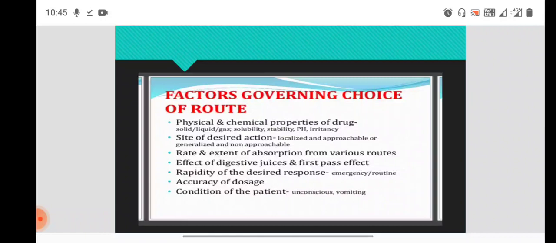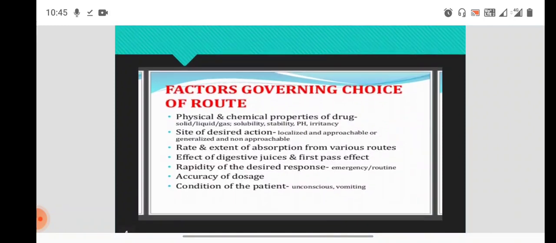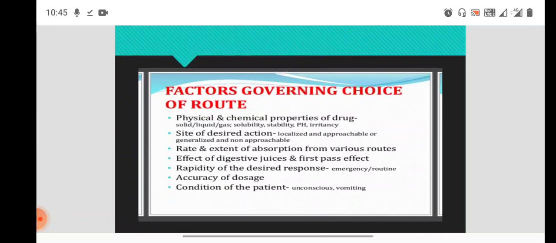First of all, what are the factors governing the choice of the route? Why are we selecting a particular route for a particular group of drugs? What is the purpose and the factors? First, the physical and chemical properties of the drug. Next is the site of desired action of the drug. Third, the absorption. And the fourth one is effect, accuracy, rapidity and the condition of the patient.